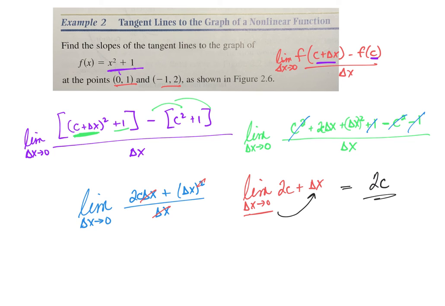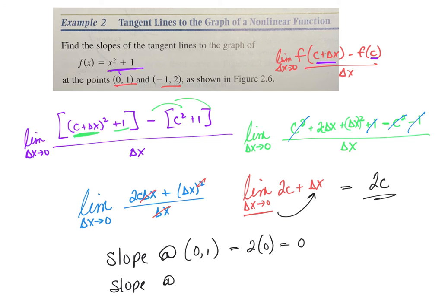So the slope at the point (0, 1). Well, my c is my x value, so that's going to be 2 times my x value. So my slope there is going to be 0. My slope at (-1, 2) is going to be 2 times my c value of -1. So that slope is going to be -2.